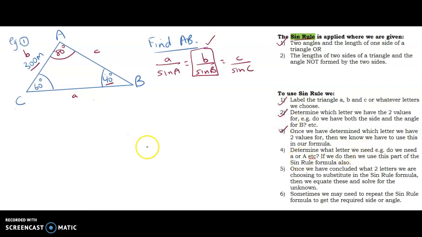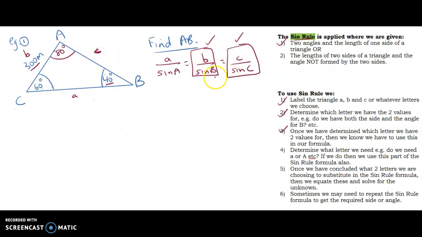Now determine what letter we need. Sometimes the letter that we need is very straightforward, like in this particular case, find AB. AB is actually small c, and with small c, I have big C. So that works out nicely. I have one of my unknowns for the C's. I have big C, but I need to find small c. So that means I'll simply use this.